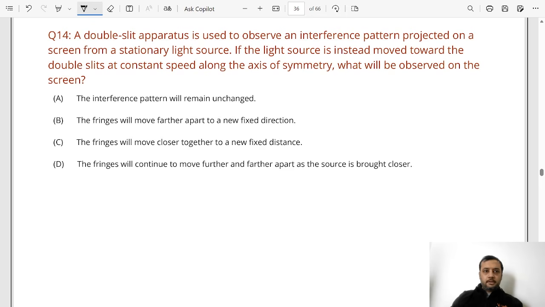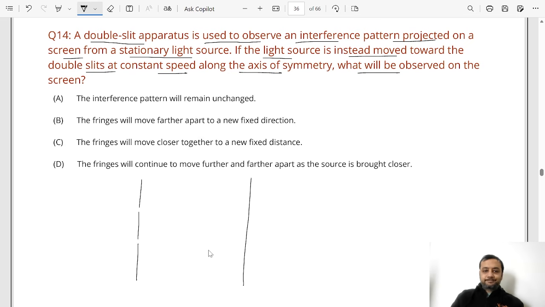Alright. In this question, there's a double slit apparatus which is used to observe an interference pattern projected on the screen from a stationary light source. The light source is instead moved along the double slit at a constant speed along the axis of symmetry, and what will be observed? Basically, they're asking whether the fringes will come closer or go far away from each other, or what will happen. So first, understand what is happening here. Let us say these are the two slits, and this is the screen. Then this is the axis of symmetry.